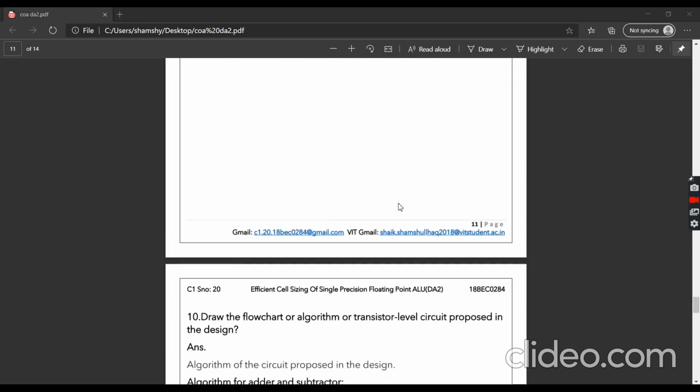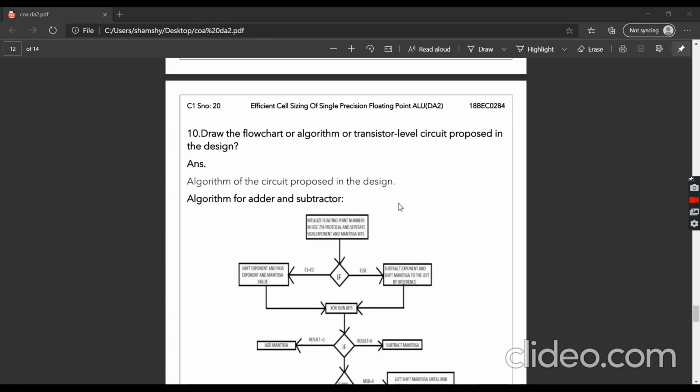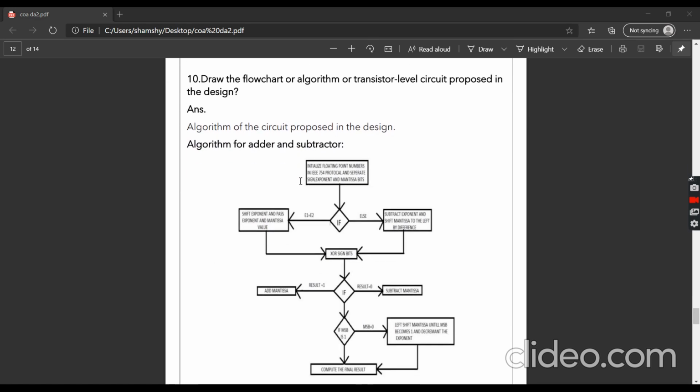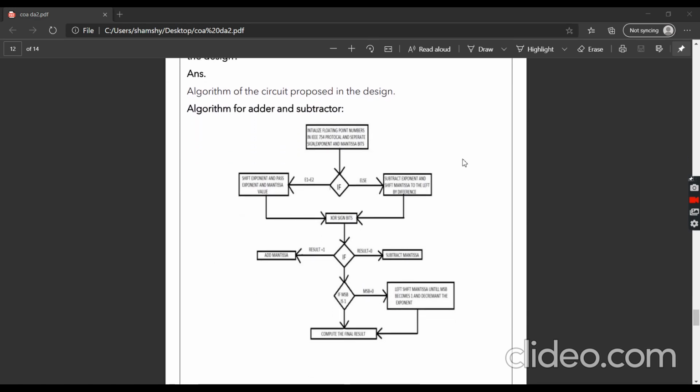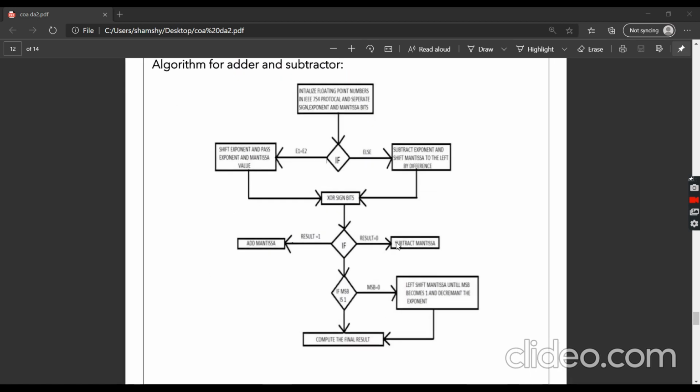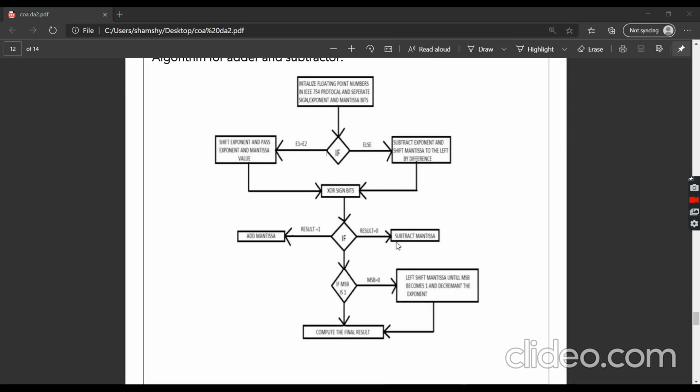We are moving further. We are on our final question here: draw the flowchart or the algorithm or the transistor level circuit proposed in the design. There are three algorithms in total, and one algorithm combined for both adder and subtractor. Sorry, the diagram is a little blurry, so just have a look. I'll zoom in a little.